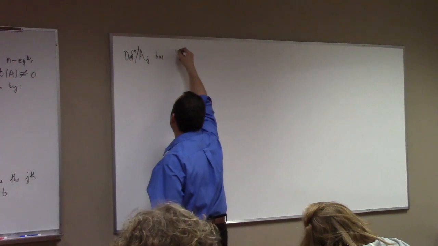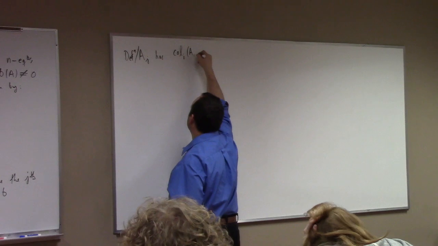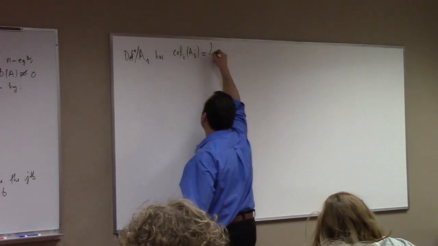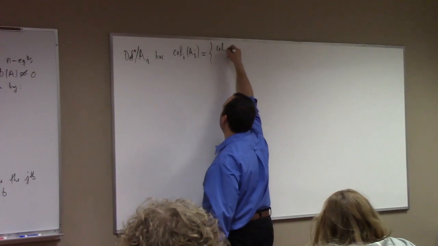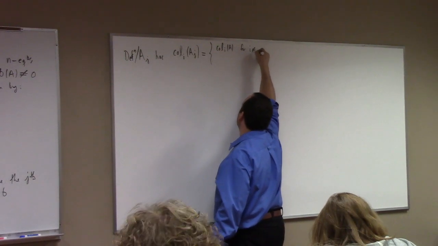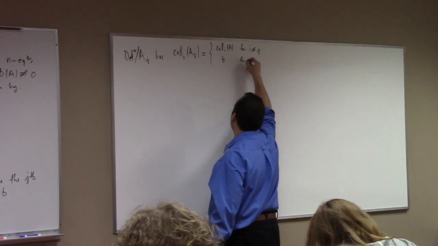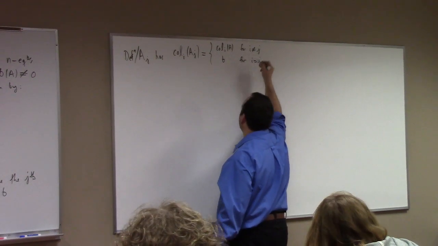Here's the way it works. Column I of A sub j is equal to the following. It's just column I of A for I not equal to j, and it's equal to B if I equals j.